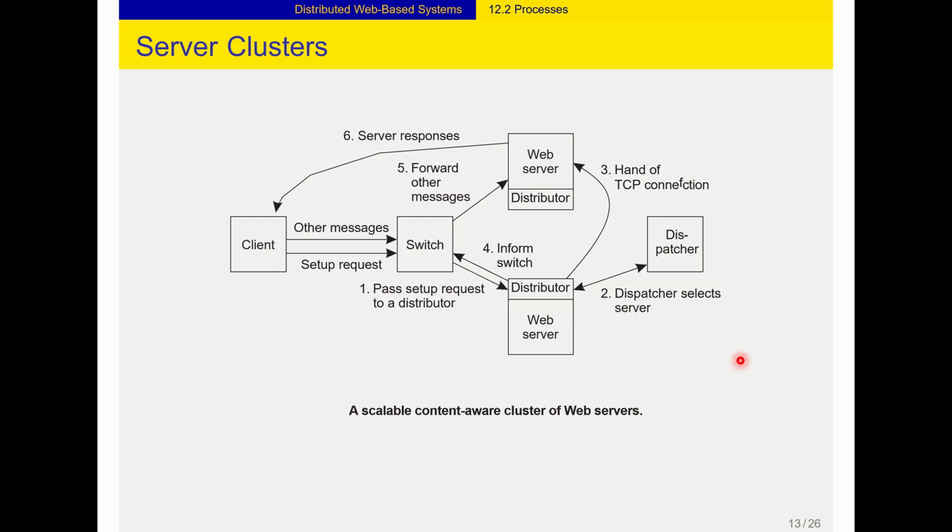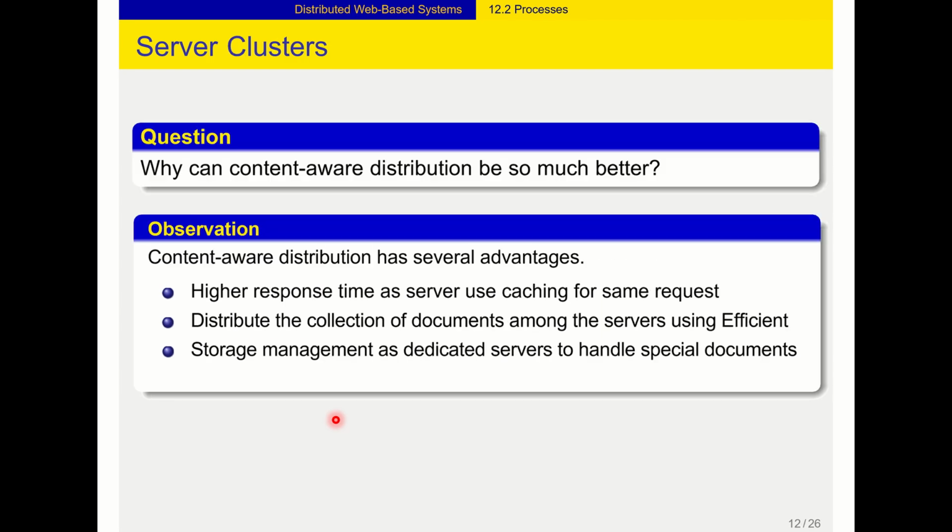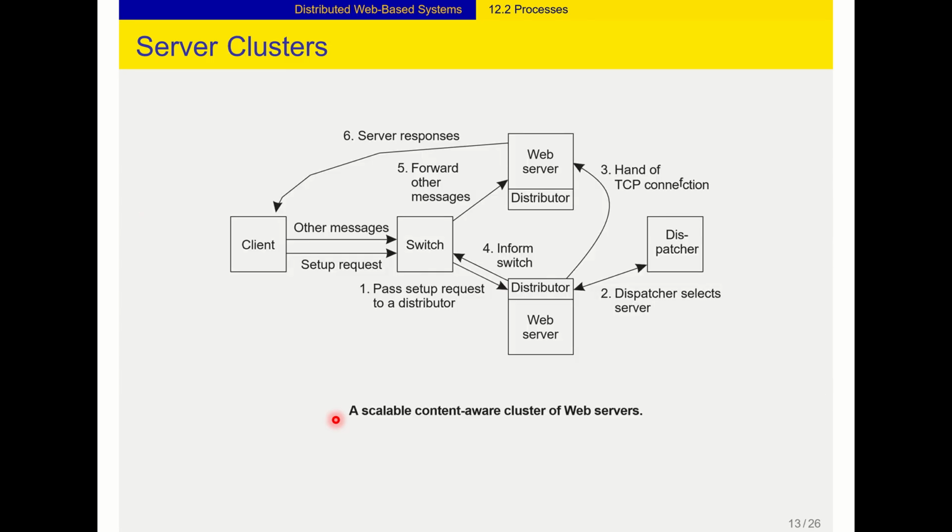So a problem with content aware distribution is that the front end needs to do a lot of work. And then there is a disadvantage that the switch cannot see the content. But it's fast for this technique, because they just blindly pass the TCP request to one of the servers. But it's not intelligent. So we need something that combines both, which is fast and intelligent.